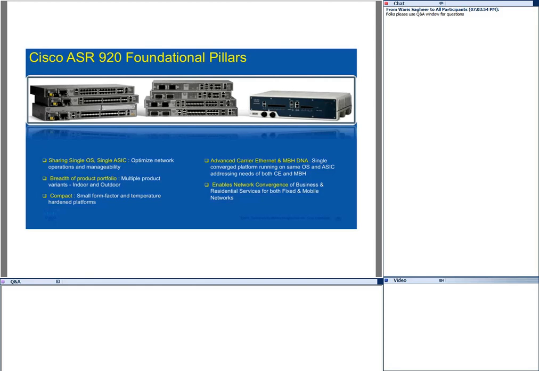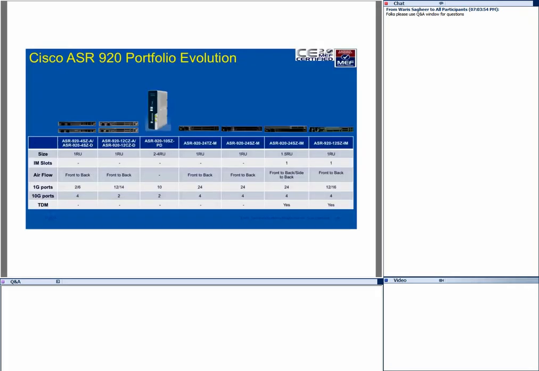Since we have a big breadth of portfolio with multiple variants, and also we support multiple features on the platform, network convergence is enabled. That means that you can use one single platform or product portfolio to deploy it across your network with varying demands.